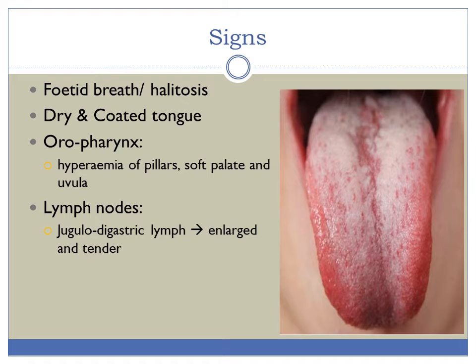On examination, you will observe that these patients have a bad odor. The tongue usually is coated, and the oropharynx will show redness over the pillars, soft palate, and uvula. When you examine the neck of these patients, you can appreciate the enlarged jugulodigastric lymph nodes, which may be tender as well.